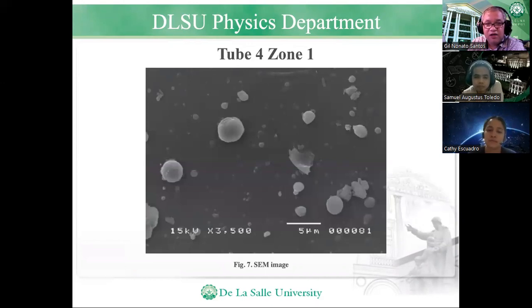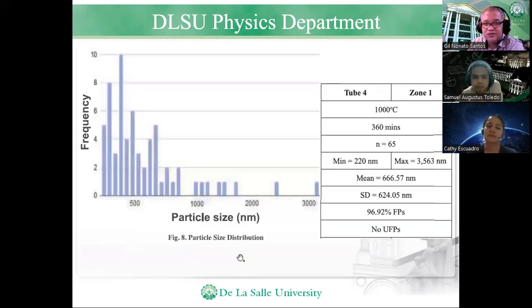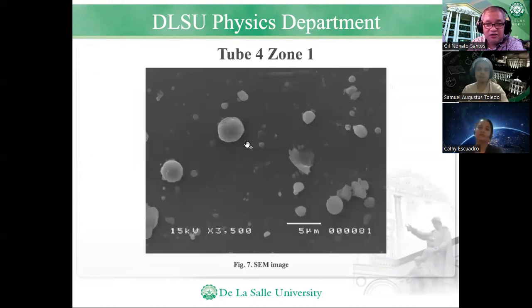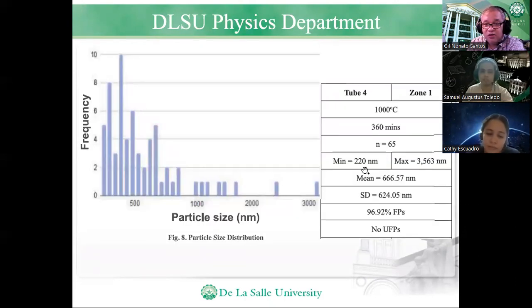Then we have tube 4, zone 1, magnified at 3,500. So again, the smallest size that we can measure and the biggest. So tube 4, for a particle distribution of 65, the minimum size is 220 and the maximum size is 3,563. You just imagine this. This is already micron size. Actually, di ba, this ruler is 5 microns. Siguro mga around 4 microns. But nanoparticles are the smallest particles that you can measure. Okay. So the smallest is 220. So there are no ultrafine particles, but only fine particles, 96%.